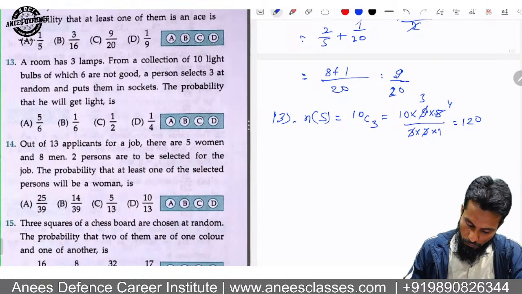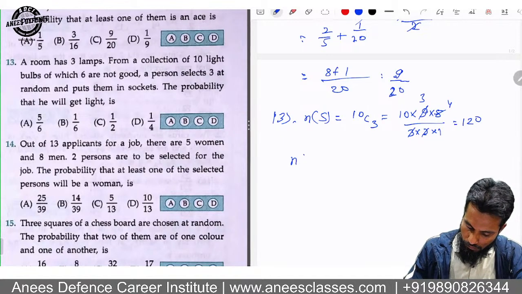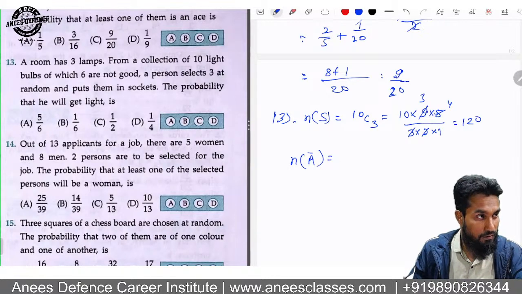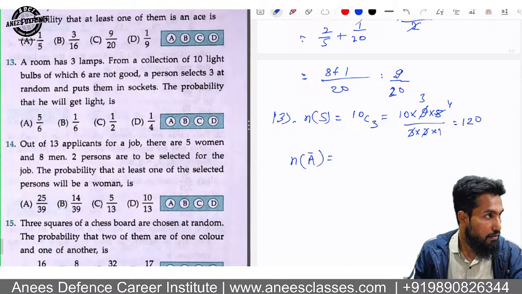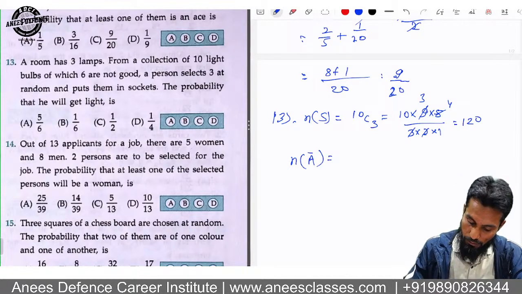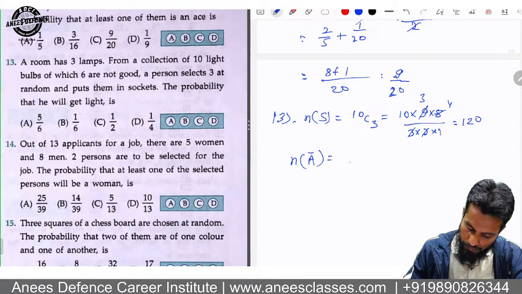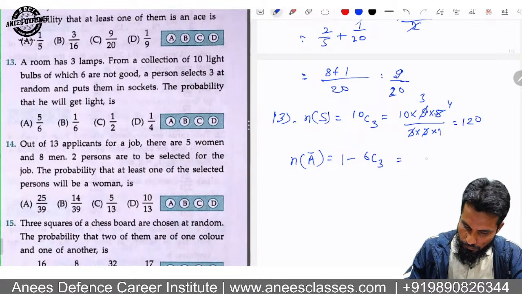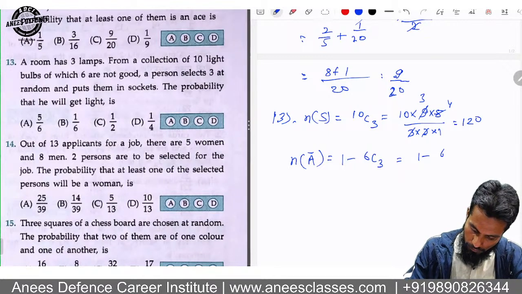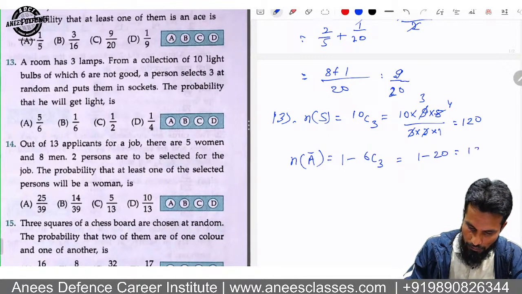Now you want light in the room. So you can take it like this. None of the bulbs is going to light up. That means all the three will be from the defective ones. Right. So how many defective bulbs are there? 6. So three bulbs you are taking. So 6C3. That will be your case. Since I am taking the bar here, that means 1 minus directly we can use, and then 6C3. How much value will you get? 1 minus 6C3 is 20. Fine. Wait. So that is equal to 19.